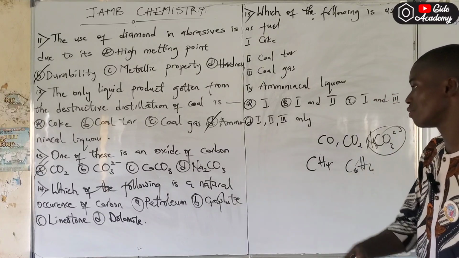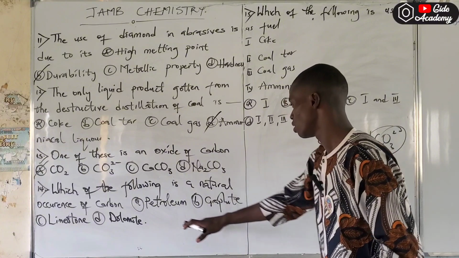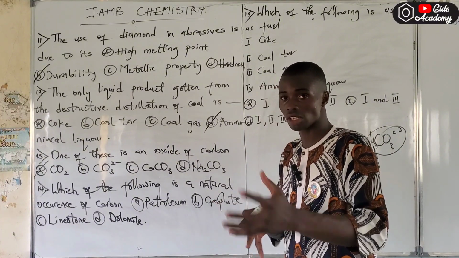So let's look at what we have here. Which of the following? Petroleum has a formula. The other name for petroleum is hydrocarbon, or crude oil. Please take note. Let me use that so that you can understand better.